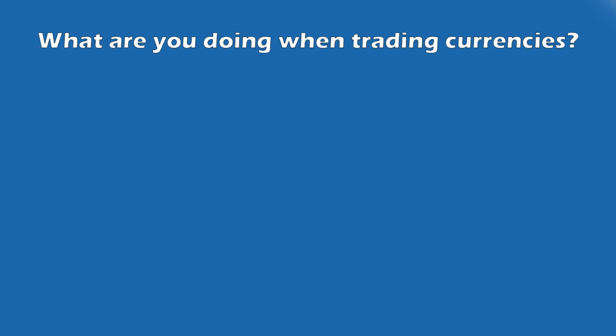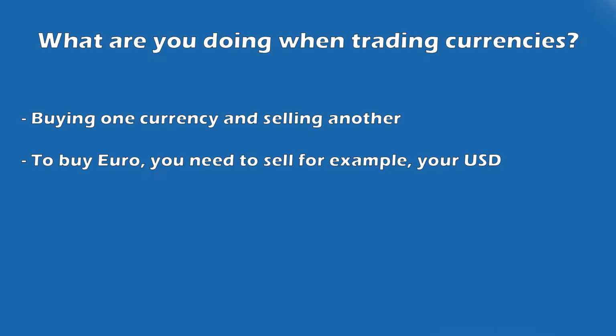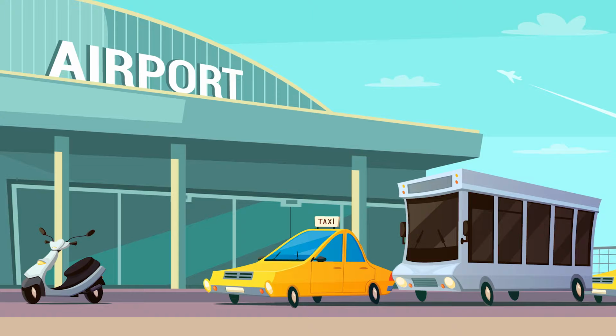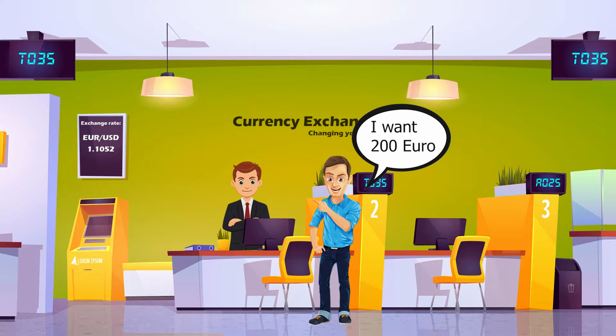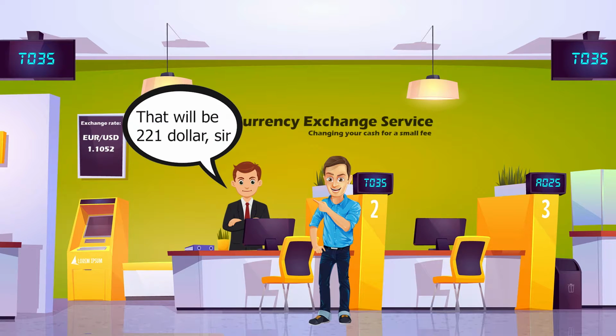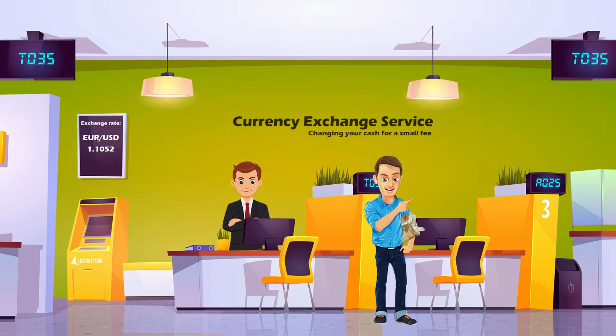The first question we need to answer is, what are you actually doing when trading currencies? When trading currencies, you are buying one currency and selling another. This means that in order to buy euro, you need to sell, for example, US dollars. This is what you do when you are going on vacation to another country. You go to the exchange office in the airport and tell them that you want 200 euros. They will have a quoted exchange rate that says that you need X amount of US dollars for every euro you want to buy. You then do the exchange, smile and walk away.